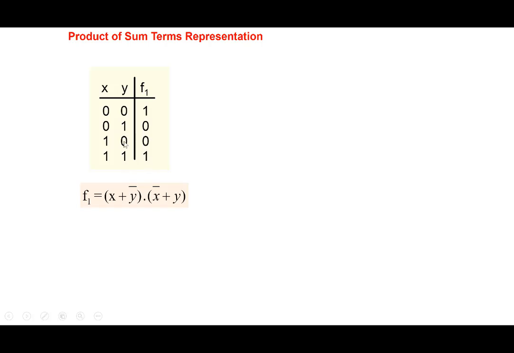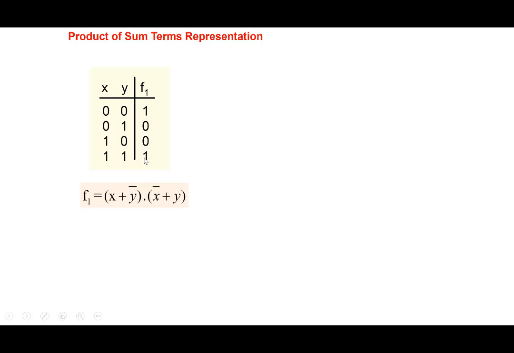So now for this term also, the function is 0 here. So when you see a 1 here, you write x bar. When you see a 0 here, you write it as it is, plus y. So we can verify that when x is 1 and y is 0, this particular term is 0 here, and the function becomes 0 here. And so we connect it with an AND operation here. So when any of these terms is 0, the function will go to 0 here. So that's an alternative representation of the function.